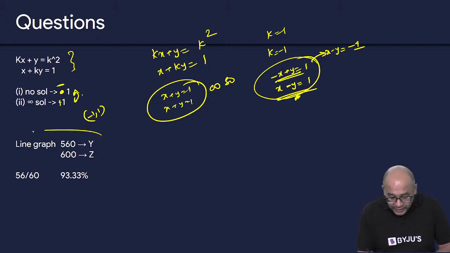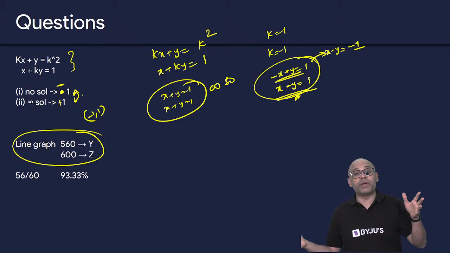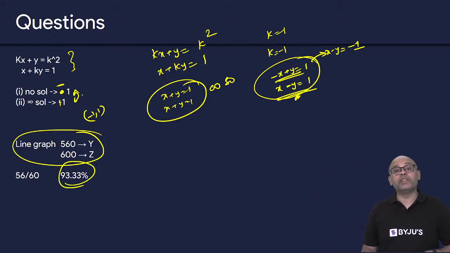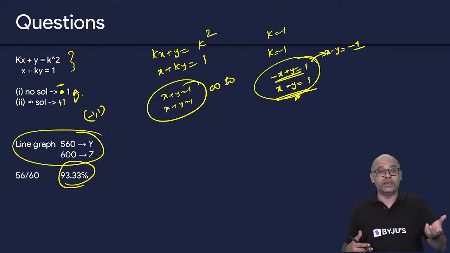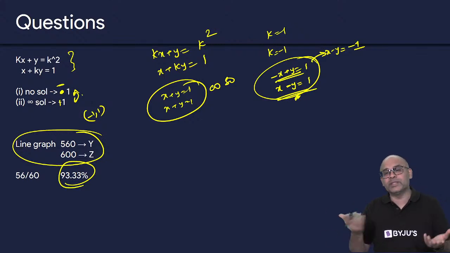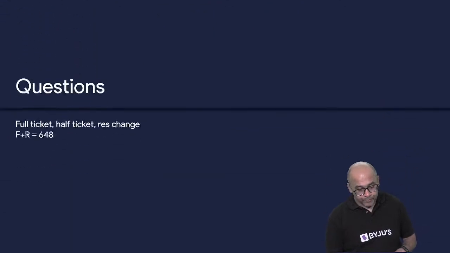Then you have a line graph. Once again, there were two DI questions. They came separately, but it was the same graph. And that answer was 93.33%. You are asking about y and z. What percentage of z is y? So 560 was the total value of y, 600 was the total value of z. The percentage is 93.33. Okay.